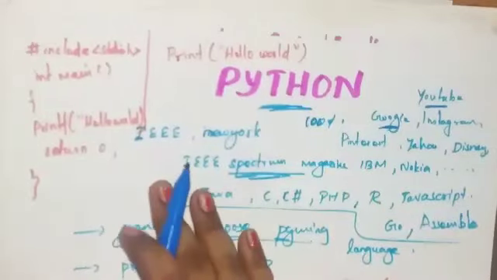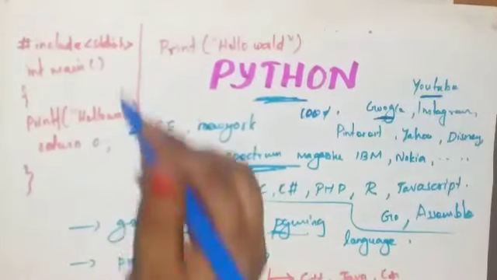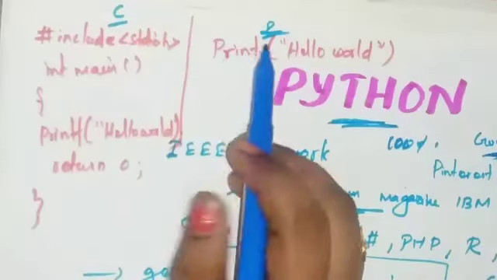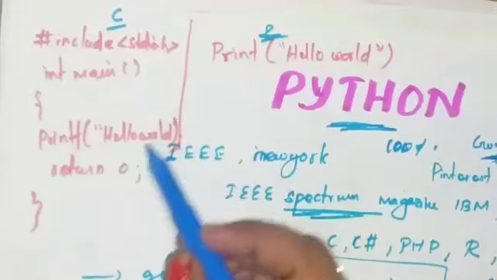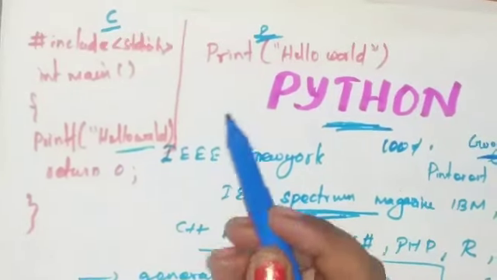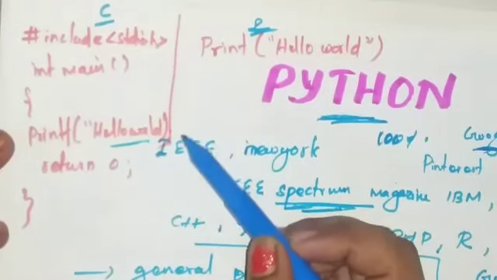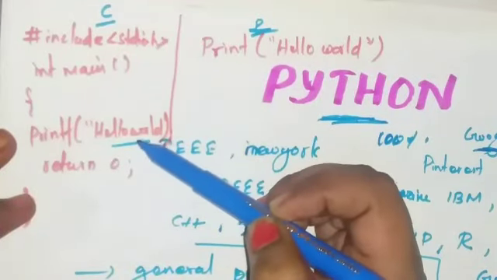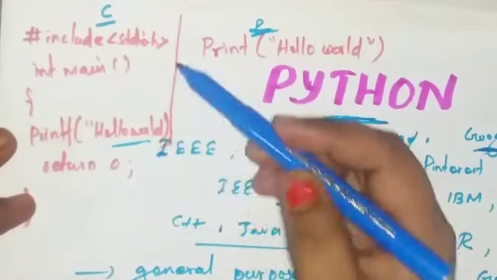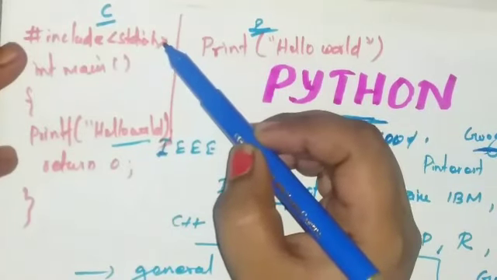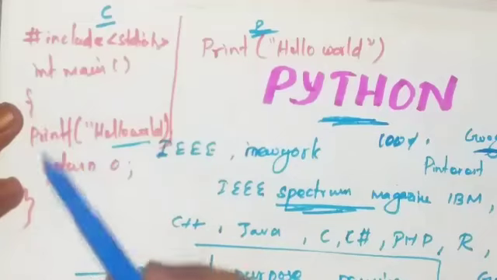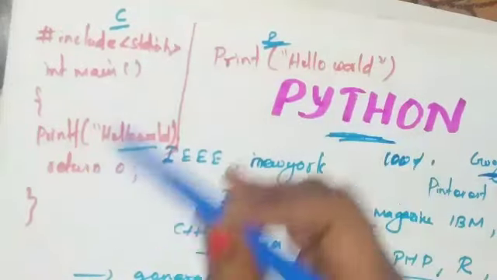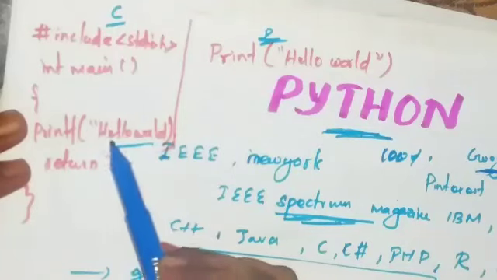Okay, so let us see one example. See here, this is a C program. This is a Python program. Suppose you want to print the statement hello world, or if you want to print your name, then what will you do? In a C program, you have to write the header file, write the main function, and give the curly braces. You have to give the semicolon, and you have to write all these things. Then only it prints the statement hello world.